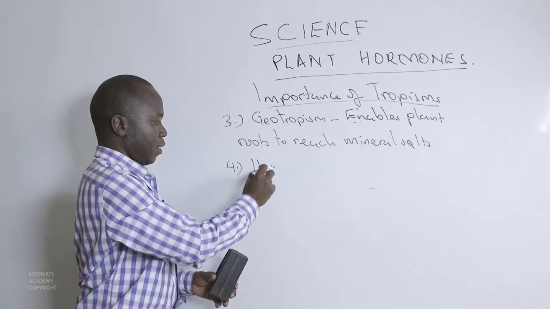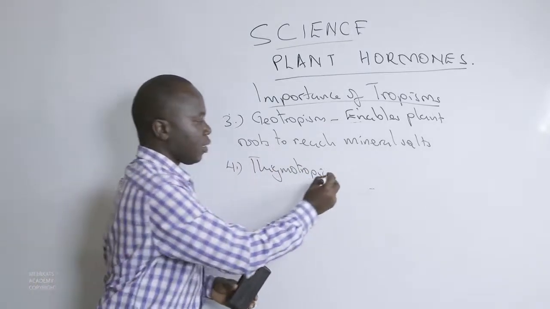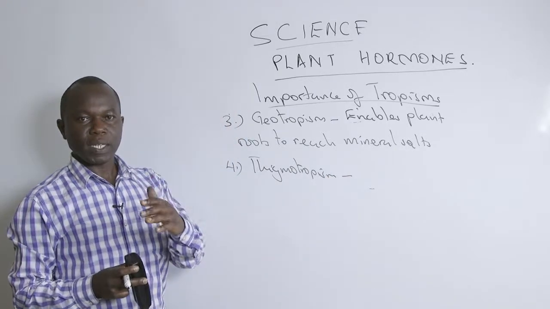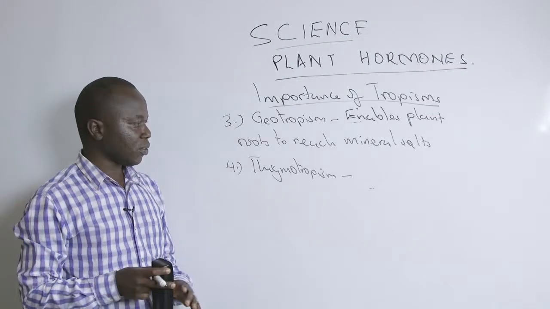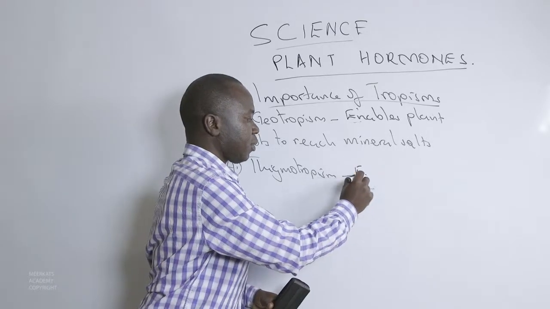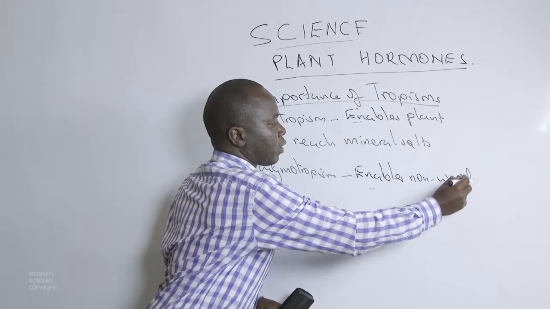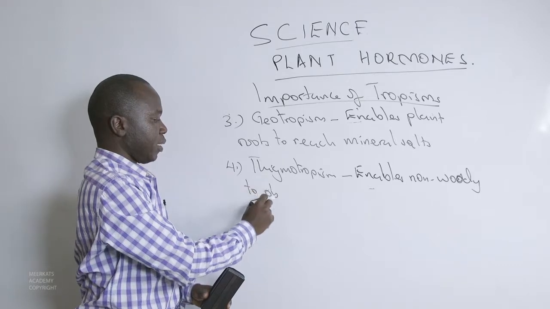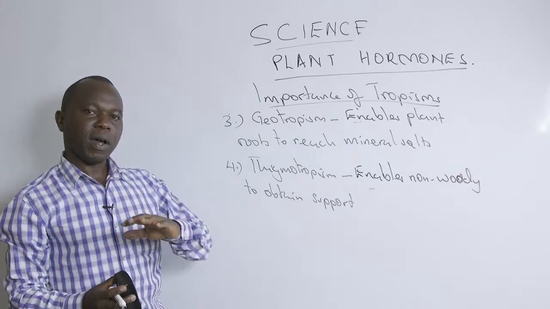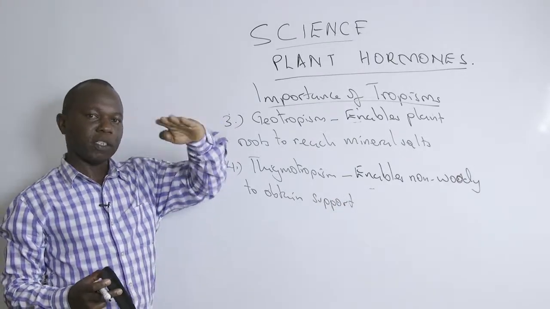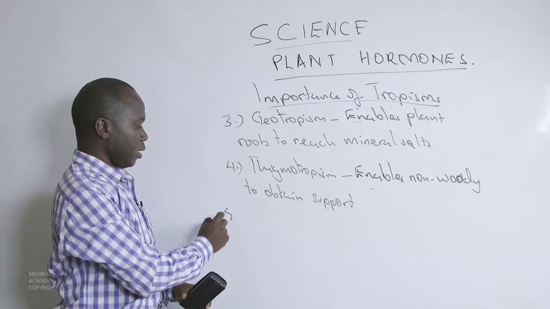Thigmotropism, just like the example you have already described here, is going to enable those plants that are non-woody, herbaceous plants, to obtain support. Otherwise, they would always be flat on the ground. Thigmotropism enables non-woody plants to obtain support. This support is important because it will allow the plants to grow upwards so that they reach enough sunlight, and at the same time expose the flowers to pollinating agents.